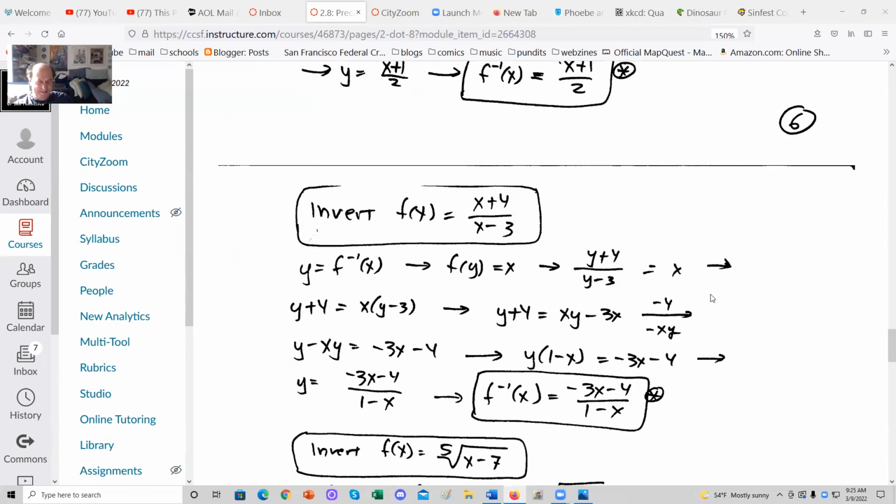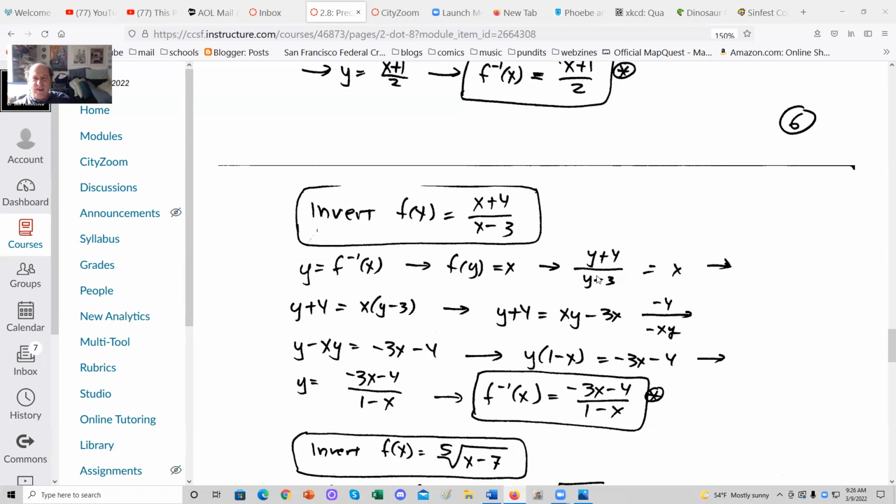Now this one is a little more complicated. Invert f of x equals x plus 4 over x minus 3. By the way, a function of this sort, ax plus b over cx plus d, is called a linear fractional function. Never mind. Its graph is a hyperbola. Now, to invert that, we start as usual, y equals f inverse of x, therefore f of y equals x, and substitute: y plus 4 over y minus 3 equals x. And we're to solve for y. Well, that's annoying because first of all, y is in two places here and also it's being divided.